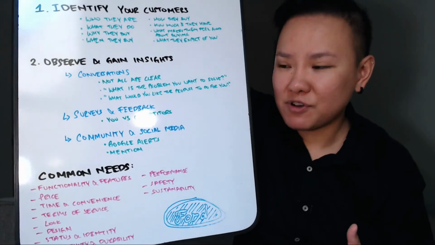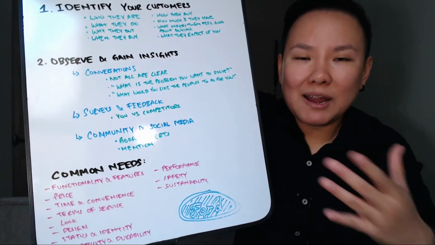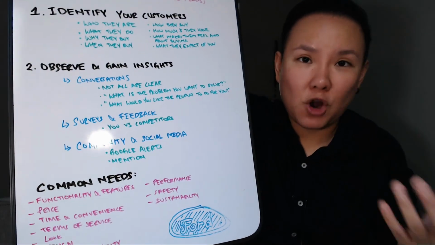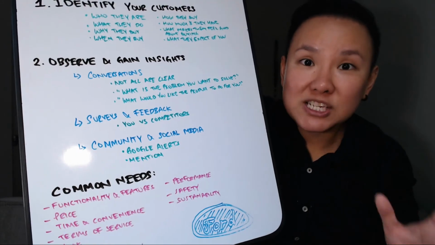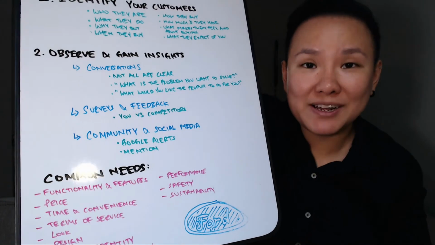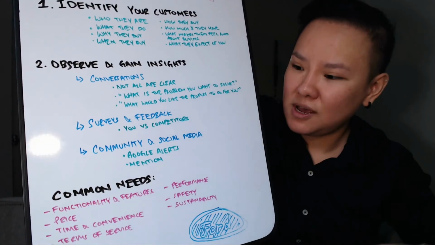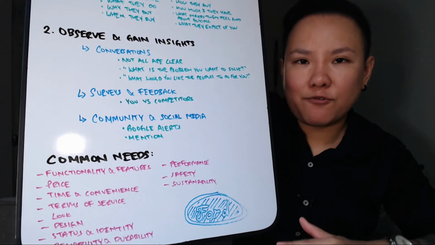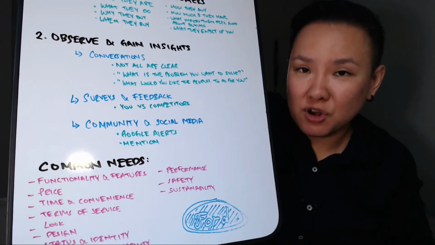There are a couple here that I've written down. The first one is functionality and features, right? They might be looking for certain functionality and certain features when it comes to a product or service. The second one is price, something that's priced within their price range, their budget. The third need could be something related to time and convenience, something that helps them get things done faster, get to a certain place faster. The fourth is terms of service. This typically is applicable for B2B brands and companies, right? It could be a privacy term of service.